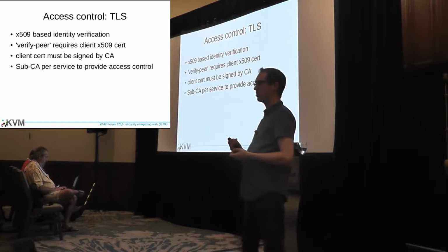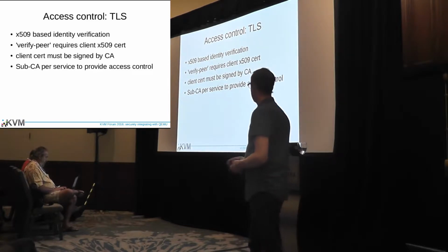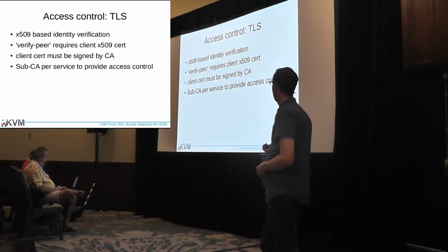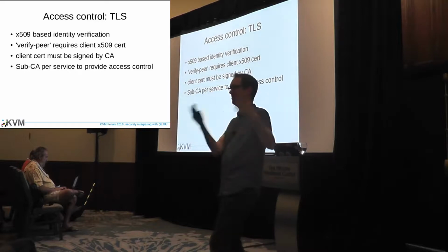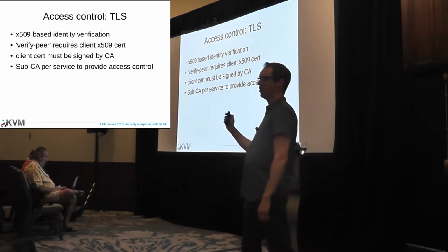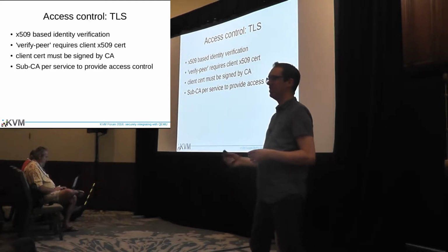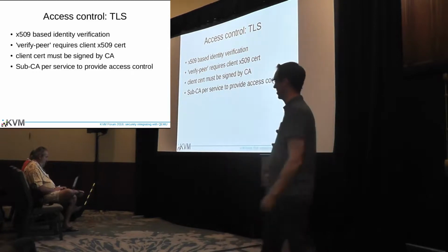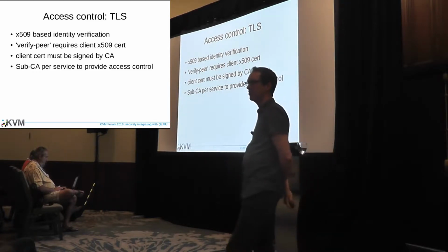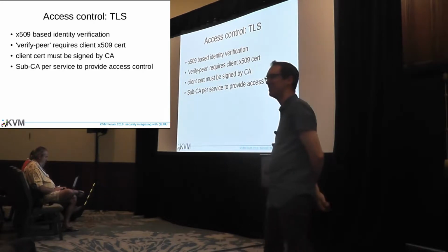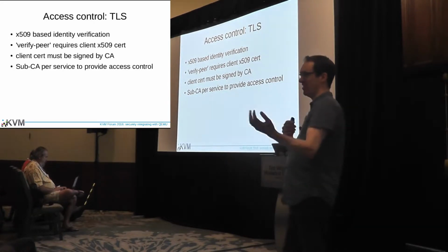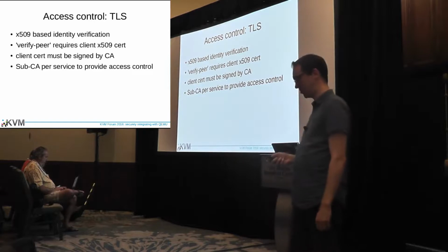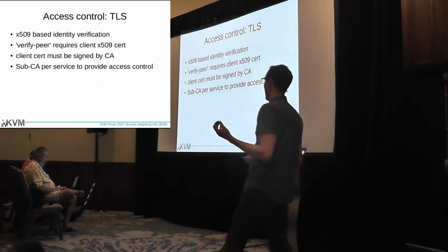If you tell QEMU to require a client certificate, and you create a subordinate certificate authority for each service you want to have different access rules for, then you can tell QEMU to only allow clients who have certificates signed by this subordinate certificate authority. So that may be sufficient for some use cases, but depending on how you manage X509 certificates in your environment, it may or may not be practical to use this approach. So we want to add a more flexible access control mechanism.